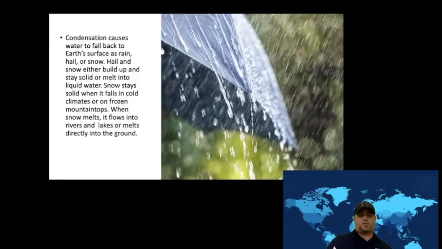Condensation causes water to fall back to Earth's surface as rain, hail, or snow. Hail and snow either build up and stay solid or melt into liquid water. Snow stays solid when it falls in cold climates or on frozen mountaintops. When snow melts, it flows into rivers and lakes and melts directly into the ground.